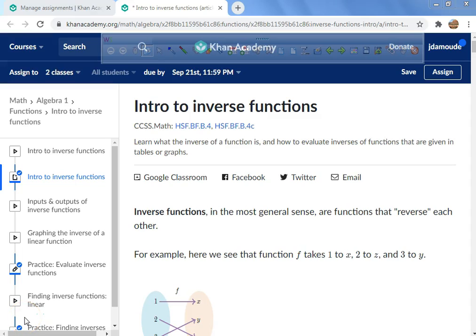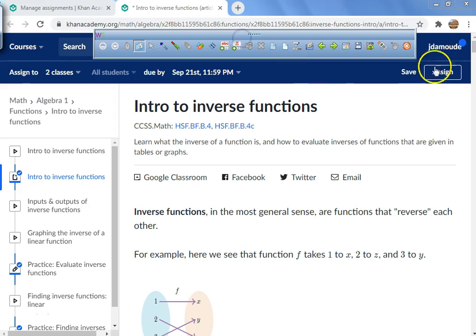Alright, today we're going to do a little talking about an introduction to inverse functions. It's going to be super exciting. Hopefully you won't fall asleep as we go over this today.